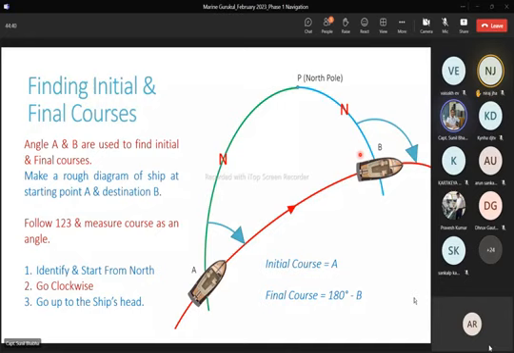Okay, so shall we move ahead, beta? Yes, sir. We can move ahead. Okay, all right.